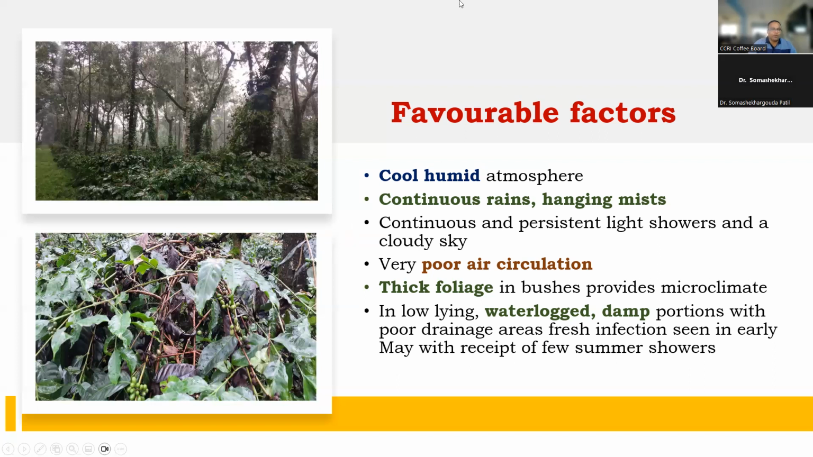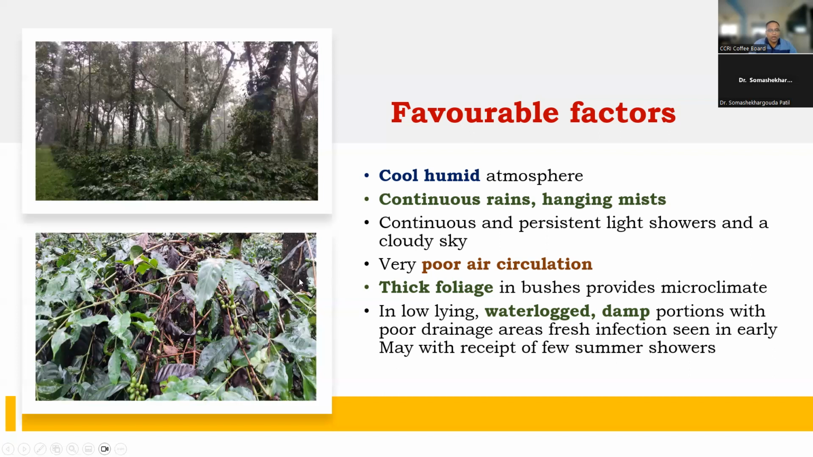Another very important favorable factor is very poor air circulation, especially if there is very thick shade or a very thick bush. If we do not take up proper bush management practices, especially centering and handling, then in the bush, if there is thick foliage, it creates a microclimate, and this again creates poor air circulation, and it facilitates the pathogen to grow, and the disease becomes very severe.